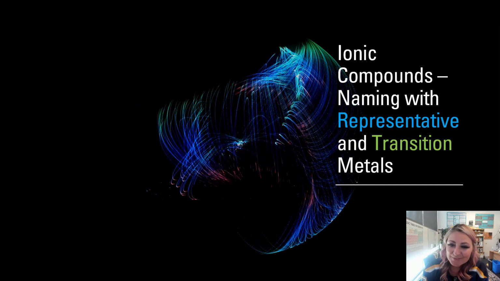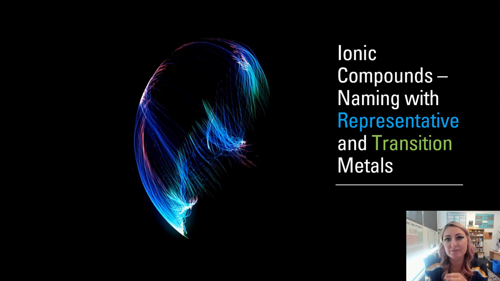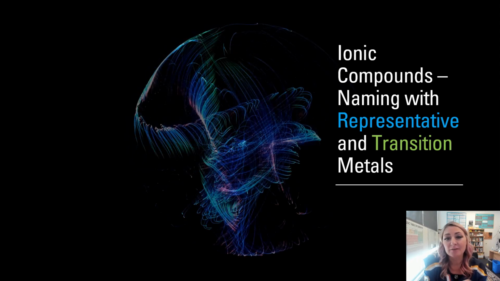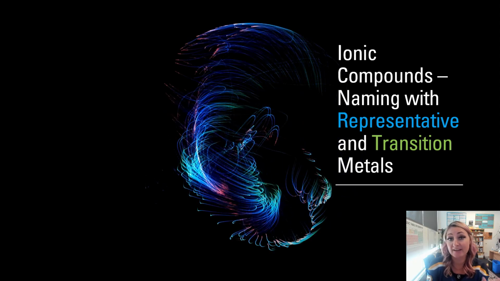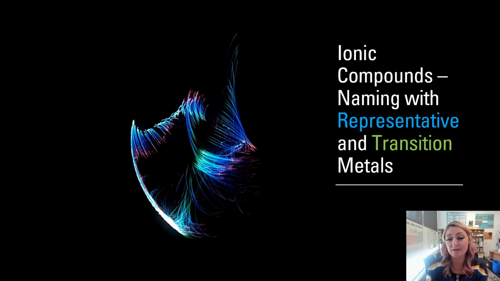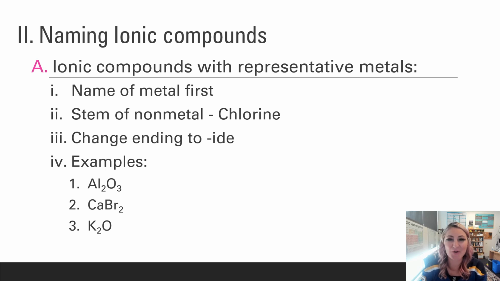In this podcast, we will go over ionic compounds, and we're specifically going to focus on naming. So how do you name an ionic compound? We're going to cover both when you have a representative metal and also a transition metal. All right, so we will start with representative metals. Those are the metals that have a single charge. They're your group A metals, so not transition metals with those multiple charges.